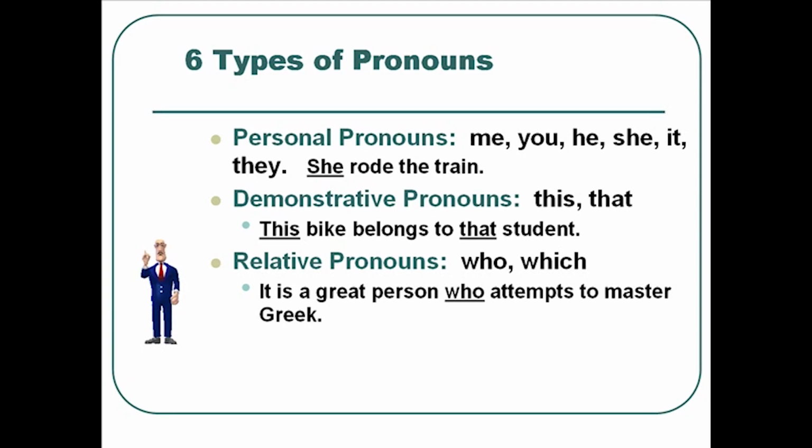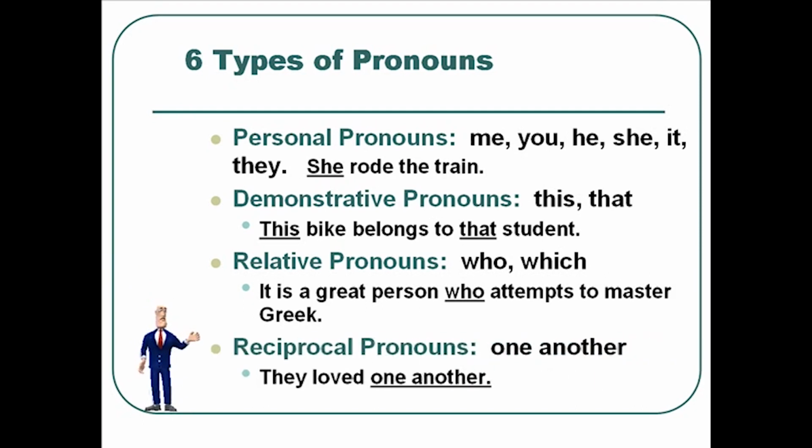Now, the relative pronouns are who and which. So, for example, it is a great person who attempts to master Greek. The who is a relative pronoun. So relative pronouns relate things, clauses and other things, to each other. Reciprocal pronouns are things like one another. An example would be, they loved one another, where there's a reciprocation back and forth.